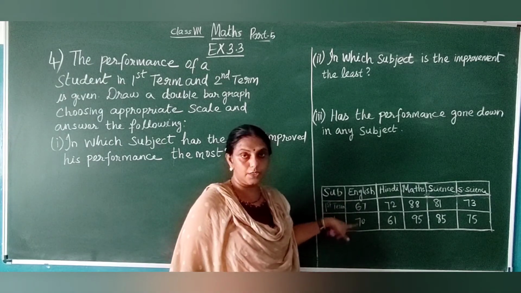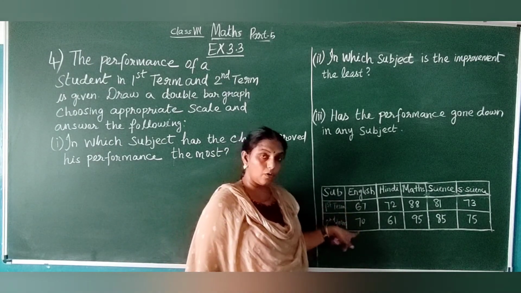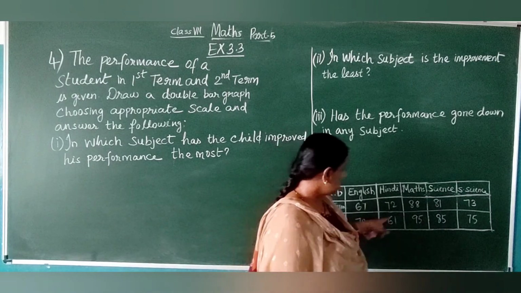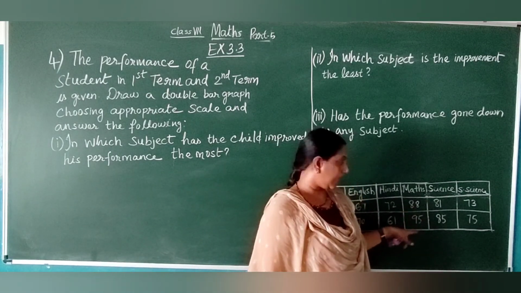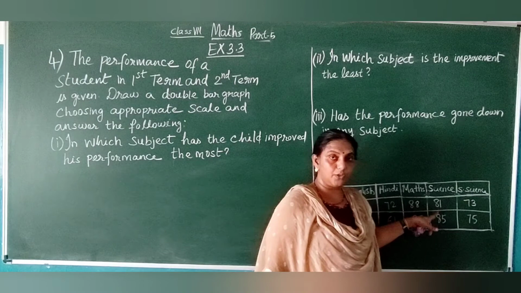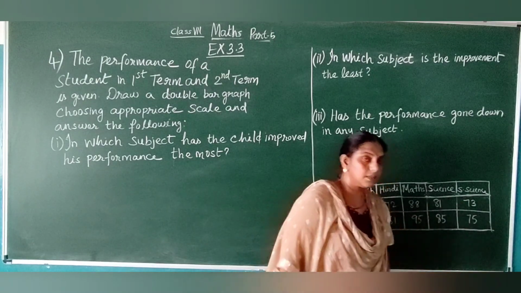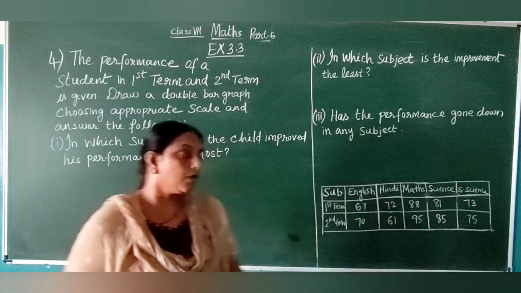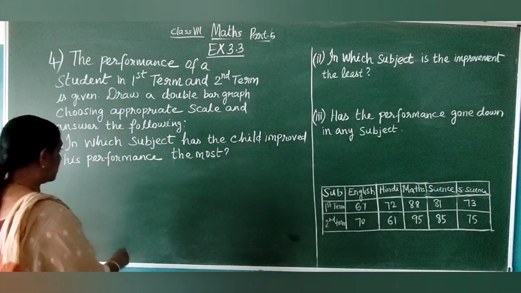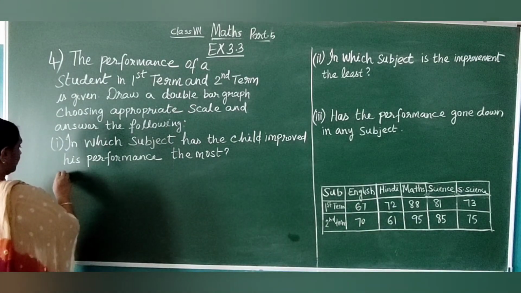In English it has increased, from 67 it has gone to 70. Next it has increased in maths from 88 to 95. Then in science also from 81 to 85. And in social science 73 and 75. So now, in which subjects has the child improved?